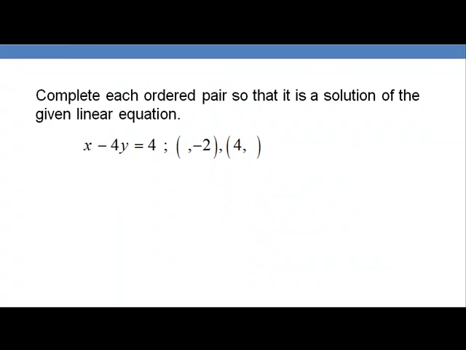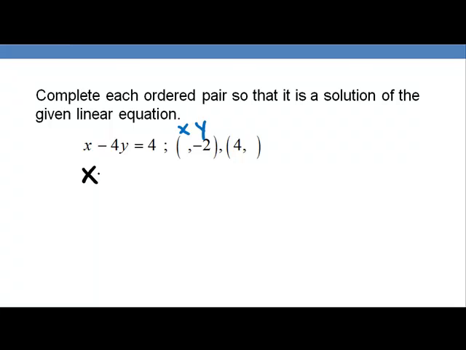This time, instead of asking us if an ordered pair makes the equation true, they're going to have us force it to be true. So we're going to complete each ordered pair so that it is a solution of the given linear equation. So again, we have 2 questions here. This is just the way they're writing the questions. And for the first one, they have given us one of the coordinates but not the other. So if they gave us the second one, they gave us y. Remember, first one is x, second one is y. So they're giving us the y. We're going to plug it in and solve for the x.